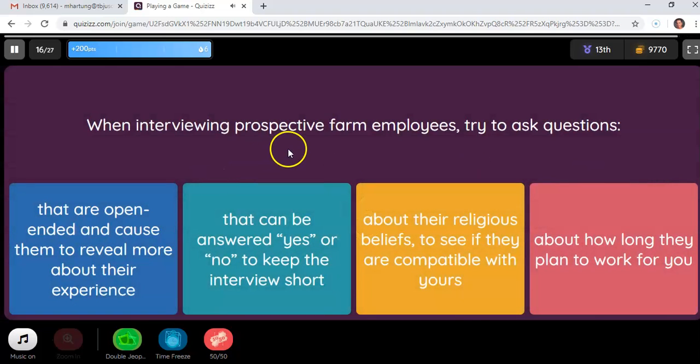When interviewing prospective farm employees, try to ask questions that are open-ended. Definitely. That can be answered yes or no. No. About religious beliefs, illegal. About how long they plan to work for you. No. Try to ask open-ended questions so they can reveal more. Learn about the person. Tell me about your background. When you're not working, what kinds of activities do you enjoy? Do you have hobbies? What are they?